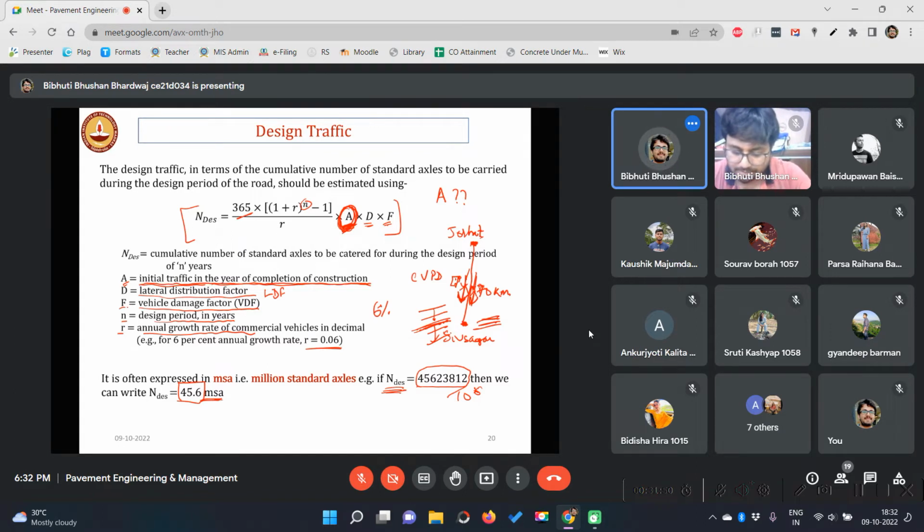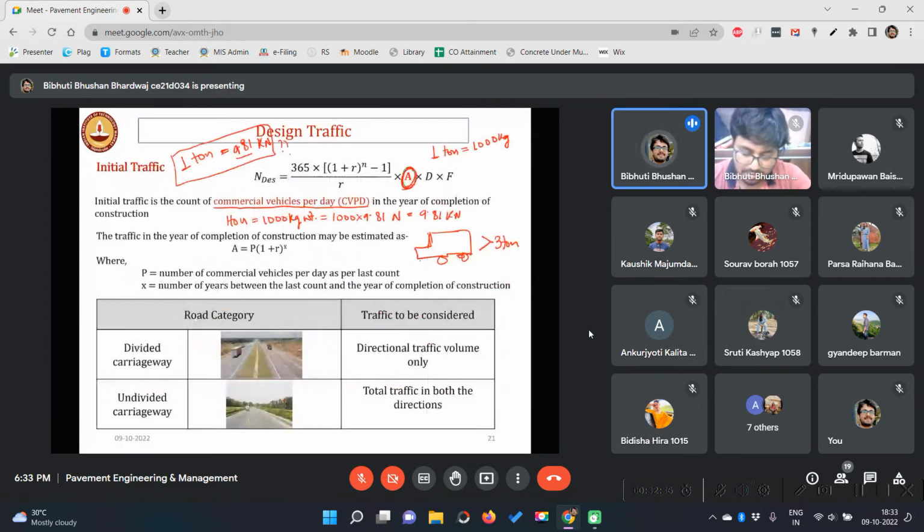Okay, but the thing is, during the construction process, you have considered n as 15 and you have calculated and designed. But do you think the road will be constructed immediately? No, it may take 2 years, right? So if you consider 2 years, then this 15 will become effectively 13, right? So this A is in the year of completion of construction, not before construction, it is after the construction.